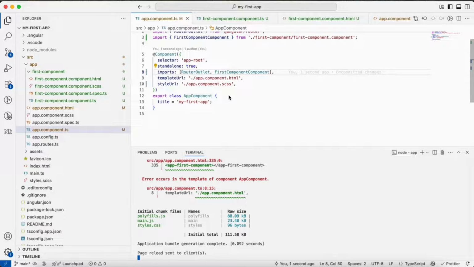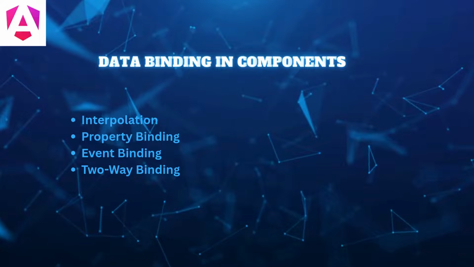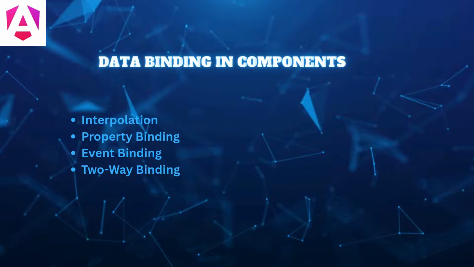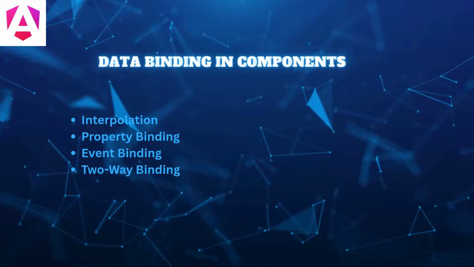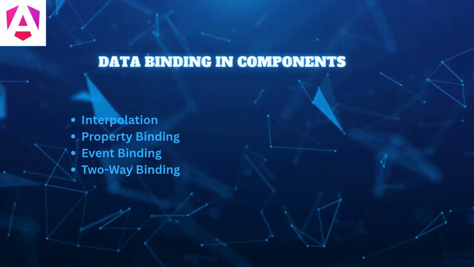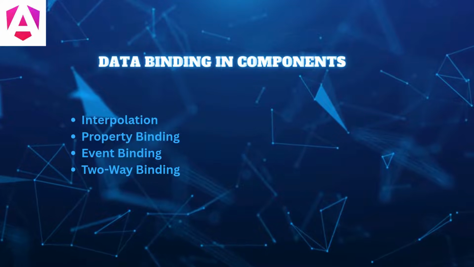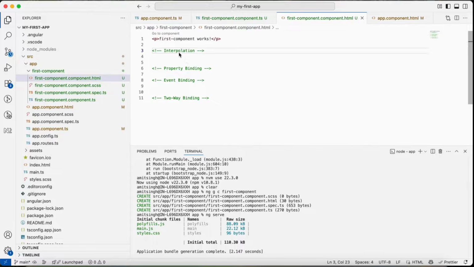Cool. Okay, so now let's move ahead to Angular data binding. This is another important topic. Angular has four main types of binding: interpolation, property binding, event binding, and two-way binding. We'll understand them one by one with an example. So the first one is interpolation.